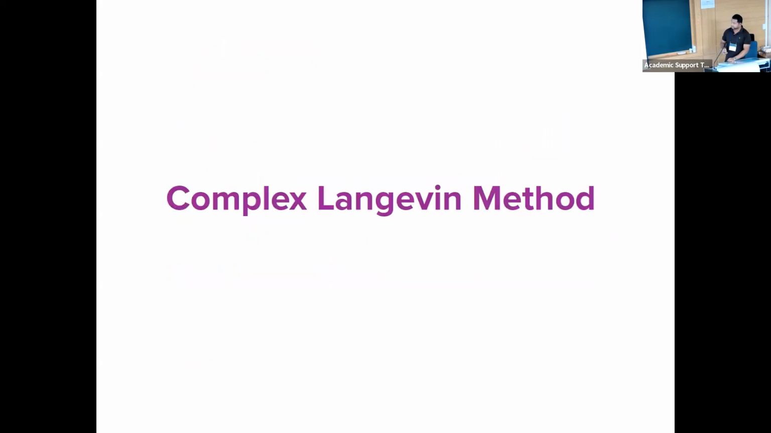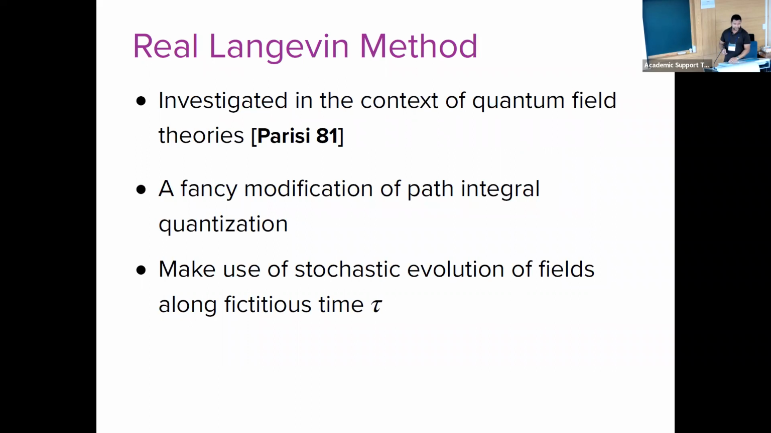Since this is a focus program on numerical methods, here I will be talking about the complex Langevin method, which is a numerical method. Let's start with the real Langevin method. What is real Langevin? It was investigated in the context of quantum field theories by Parisi in 1981. It is a fancy modification of path integral quantization. The idea is to make use of stochastic evolution of fields in a certain fictitious time, which is known as Langevin time.